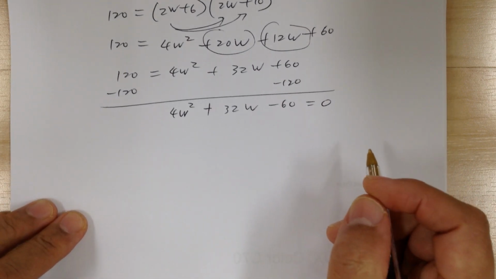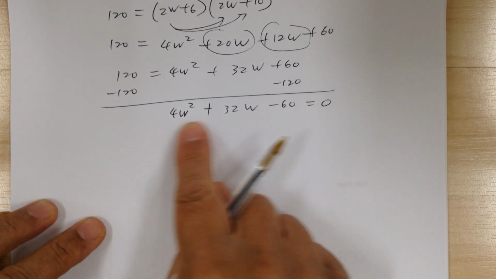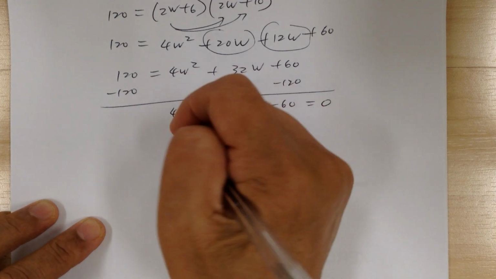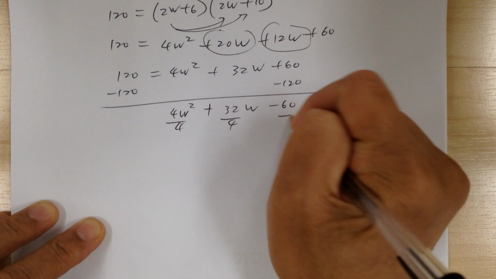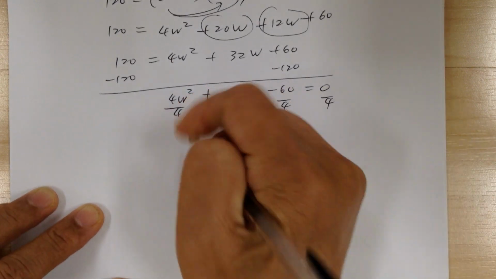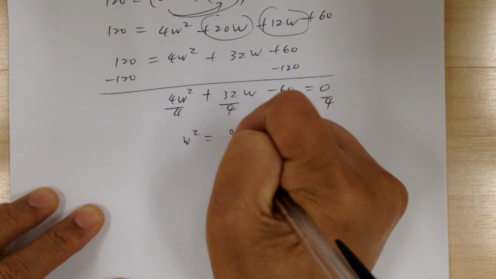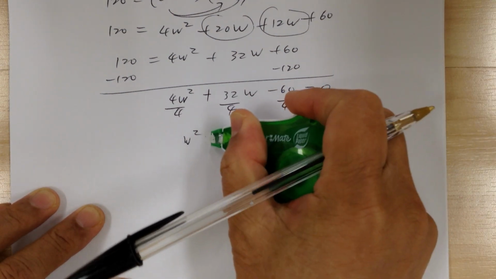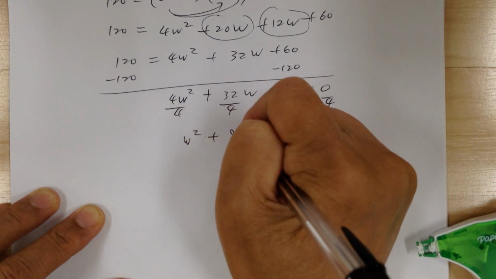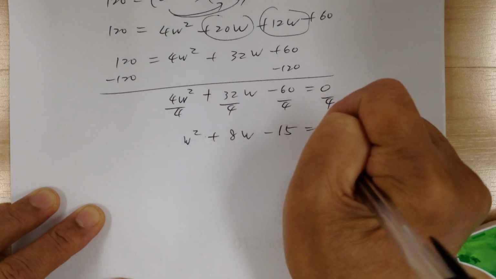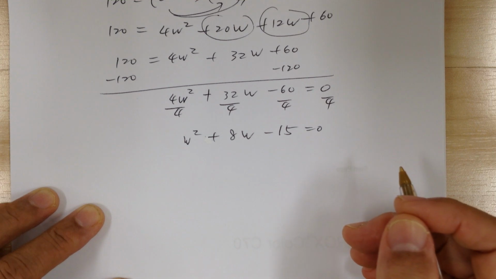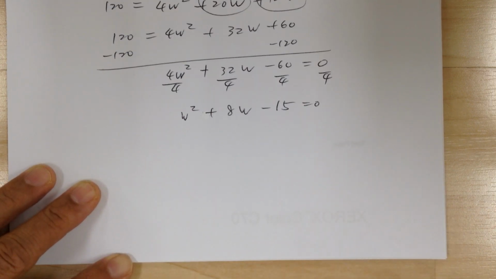Now, before you start to jump into solving equations, notice all these are multiples of 4. So if it's an equation, you can divide everything by 4 to lower your numbers. So you got W squared plus 8W minus 15 equal to 0. Okay, so now what you want to do is you're going to use the quadratic formula.